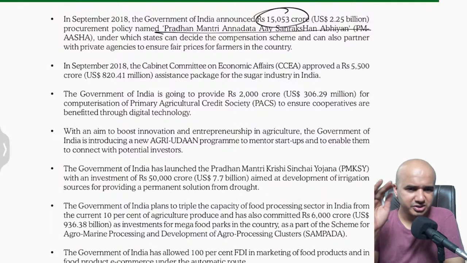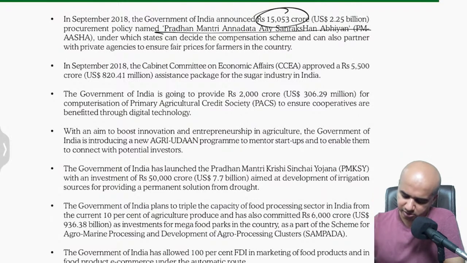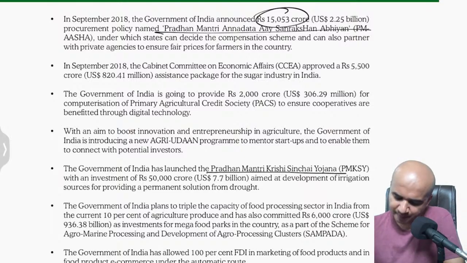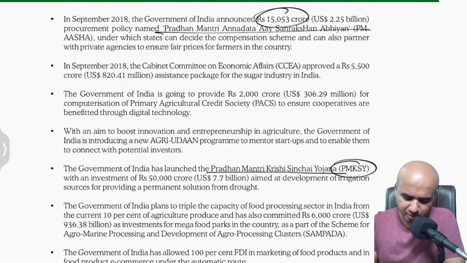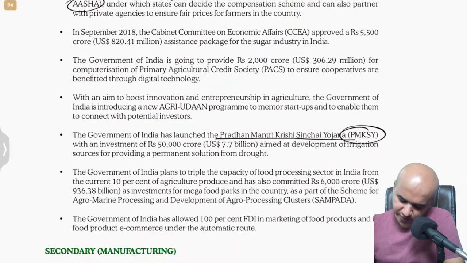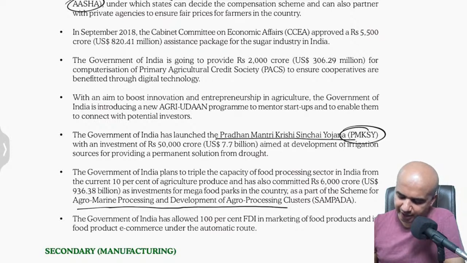So all you have to do is just remember the names. For example, here Pradhan Mantri Kisan Krishi Sinchai Yojana. Sinchai, I don't know what the meaning of Sinchai is. I don't know if I'm pronouncing it properly or not. So PMKSY. What is PMKSY? Who knows? They may ask. And what is ASHA? AASHA. Annadata Ai Samrakshan Abhiyan. Okay. So then we have scheme for agro marine processing and development of agro processing clusters, Sampada.